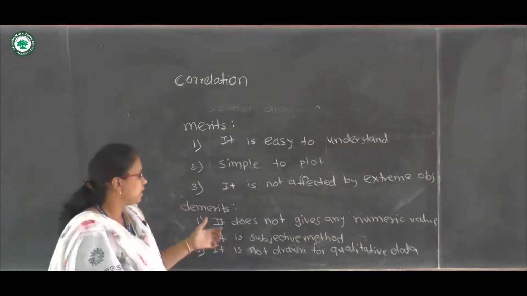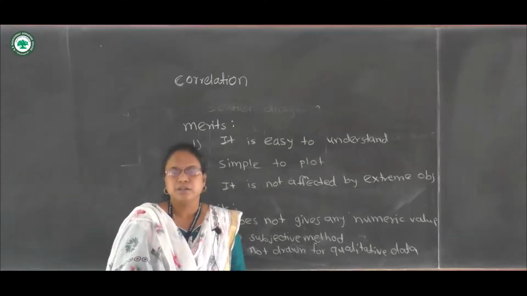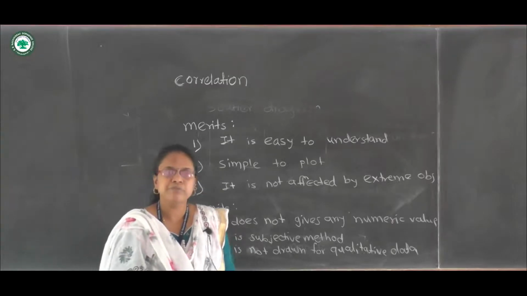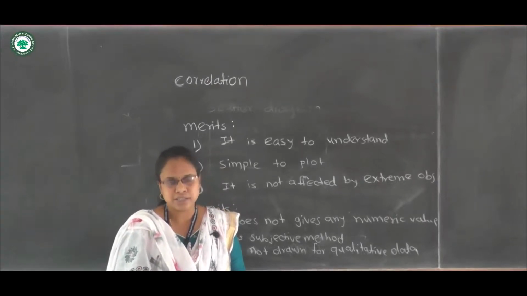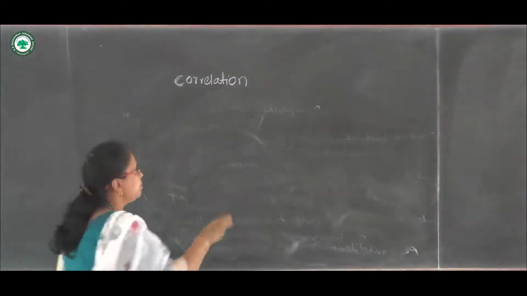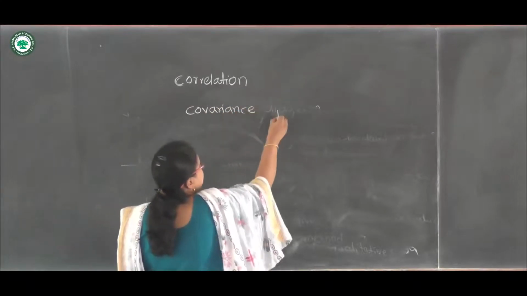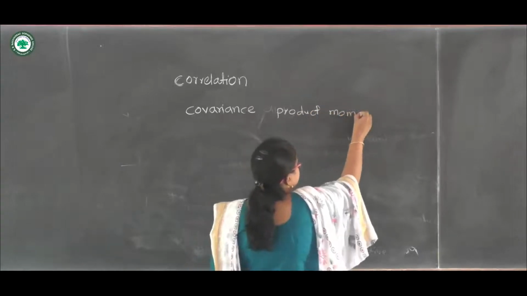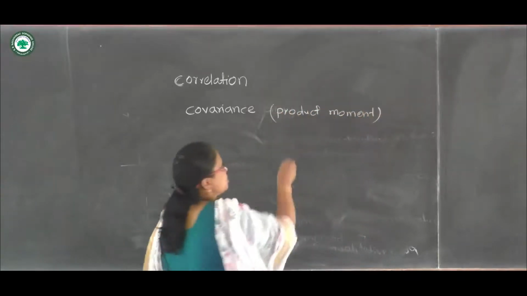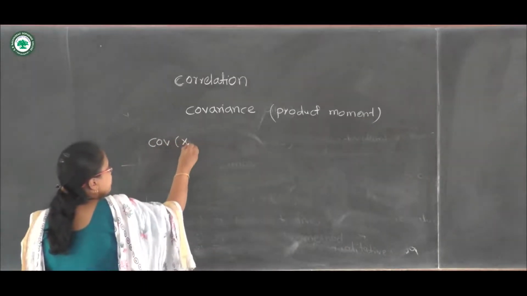To overcome the demerits of the scatter plot, we use the next type to measure the correlation, which is Karl Pearson's correlation coefficient. And to study it, first we have to learn the covariance concept. The next concept is covariance, or we call it a product moment. It is called product moment because the definition of covariance is given like this.